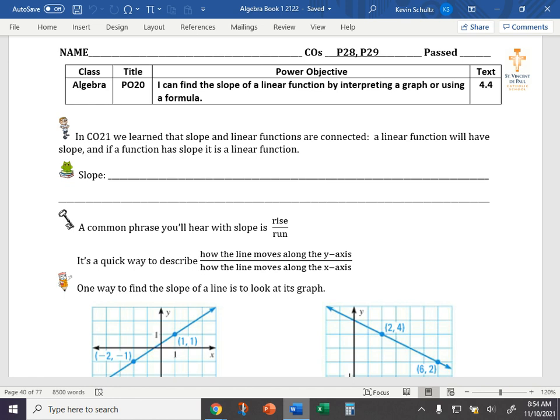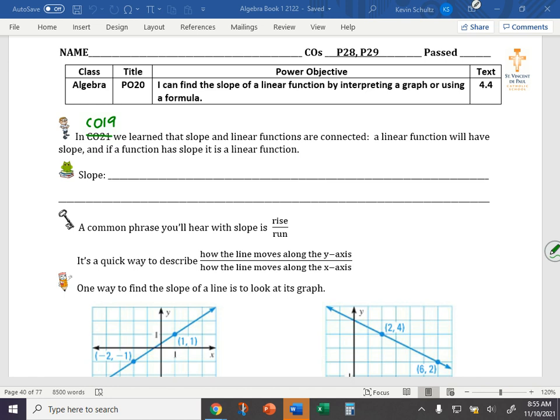So I reordered the objectives for this year for some unknown reason because it turned out to be a lot more work than I thought it was going to be. I missed this one. It was not CO21. It was CO19 when we learned that slope and linear functions are connected. It's what we just did. It's what we just corrected for today. We learned that a linear function will always have slope, and if a function has slope, it will be a linear function. When we start graphing stuff, we're basically going to focus on linear functions to start with, and then move on to parabolas later on in the year, somewhere around PO54 or so.